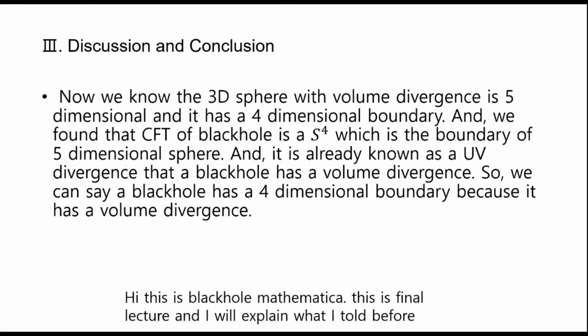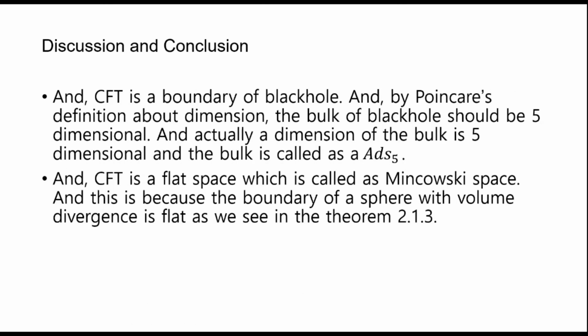This is the final lecture, and I will explain what I have told before. Discussion and conclusion. Now we know the 3D sphere with volume divergence is 5-dimensional, and it has a 4-dimensional boundary. And we found that CFT of the black hole is of S4, which is the boundary of the 5-dimensional sphere. And it is already known as a UV divergence that the black hole has a volume divergence. So we can say the black hole has a 4-dimensional boundary because it has a volume divergence. And CFT is the boundary of the black hole, and by Planck's definition about dimension, the bulk of the black hole should be 5-dimensional. And actually, the dimension of the bulk is 5-dimensional, and the bulk is called ADS5.